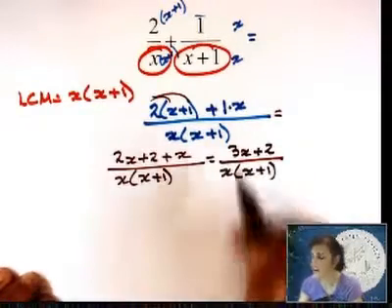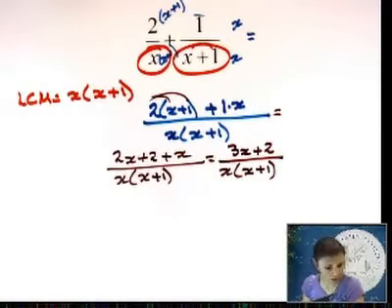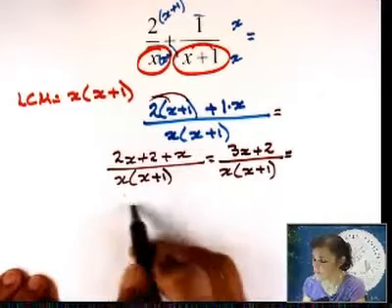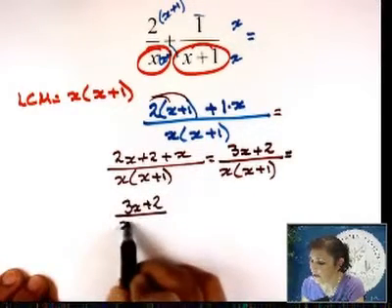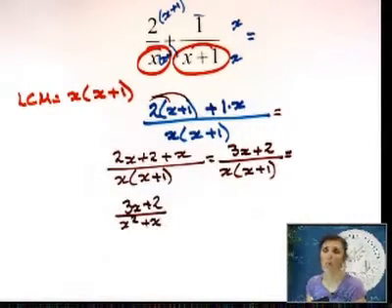Remember, you cannot cross out these x's or these two x's. All right, and let's look at it. Maybe the most you can do is multiply the denominator out, and you're going to have x squared plus x. Either this answer or that answer will be okay.